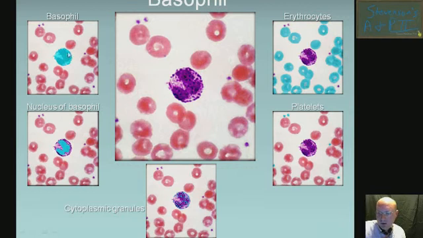Okay, the whole basophil survives only 3 to 6 hours, and we see the cytoplasmic granules. These little dots, okay, are the granules inside there. So the red blood cells surrounding it, and a few platelets also.